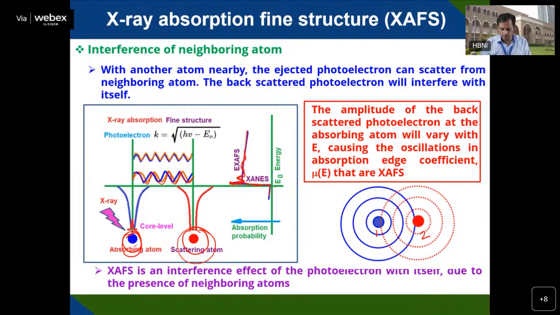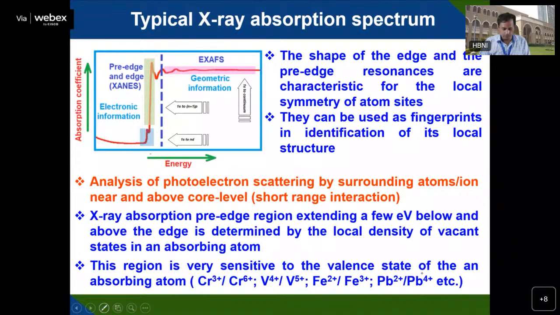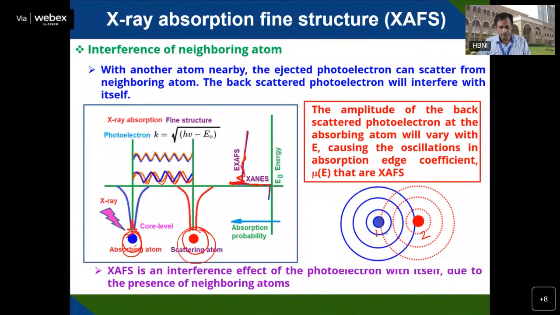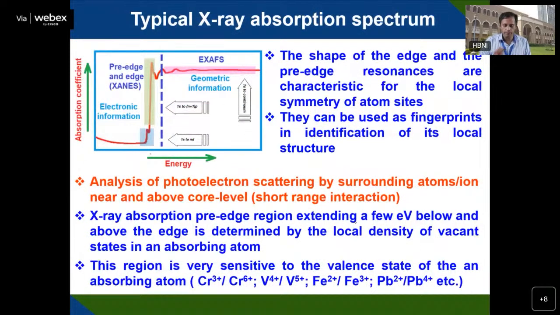So EXAFS is an interference effect of the photoelectron with itself due to the presence of a neighboring atom. If there is a neighboring atom, the amplitude of the backscatter of a photoelectron at the absorbing atom will vary with E. So this wave vector will interact with the backscattered wave vector of the second atom. You will get the sum of both of these, and you'll get a fine structure.